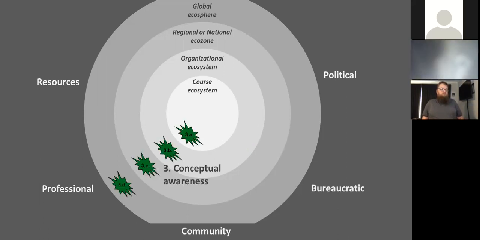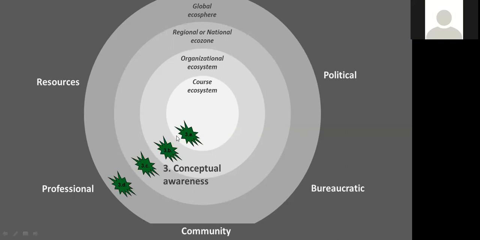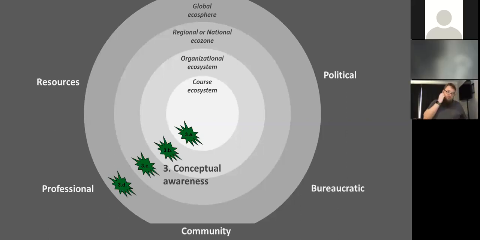Okay, conceptual awareness. Now, conceptual awareness can occur also at various levels. And I've placed that at the professional level here because it can be up to the course developer to seek professional development to learn more about OER. So they can learn about how OER can be used within a course. They can learn about how OER can be used within their organization, or they can skip to the global level and learn about how OER are used in other places, or how different cultures perceive OER. So this conceptual awareness reaches throughout the entire global ecosphere down to the course ecosystem.